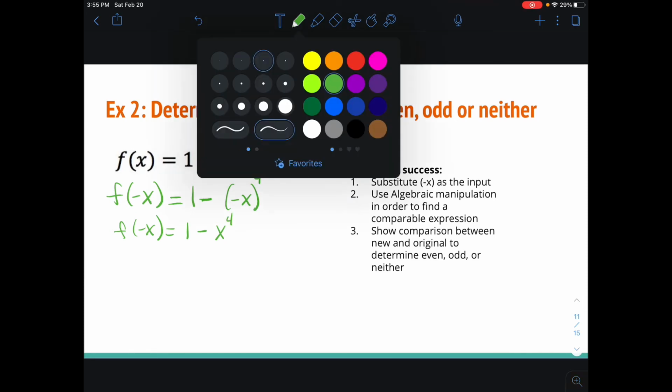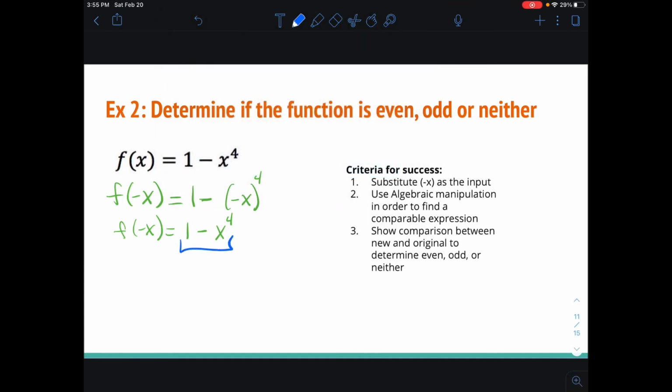Okay, 1 minus x to the 4th, guess what? This is exactly the same as f of x. So now we can say, hey, f of the opposite of x is the same as f of x. Therefore, we have an even function. If I plug in a number and the number that's also the same distance from 0, let's say I plugged in 2 and negative 2, I would get the exact same output. That's what that's telling us.